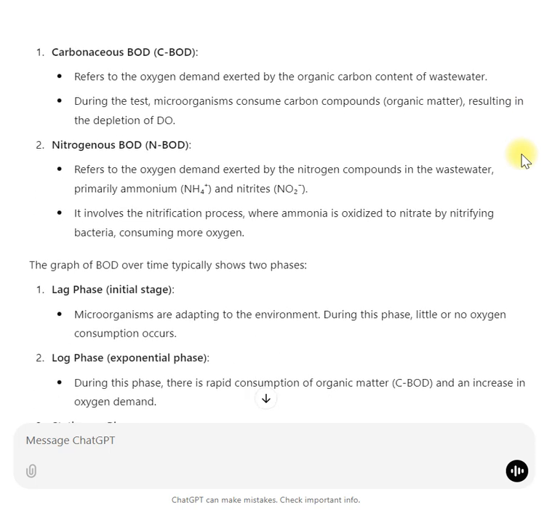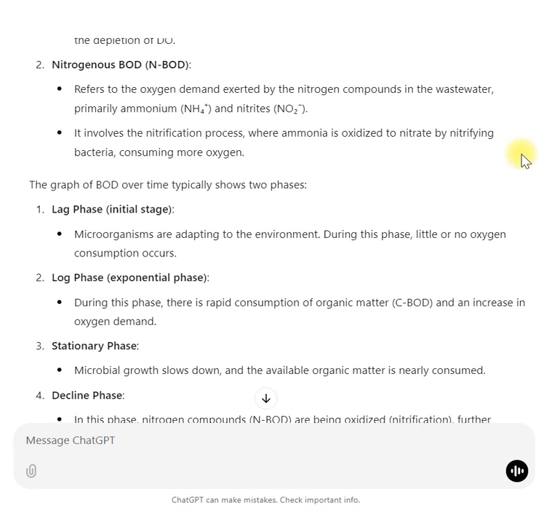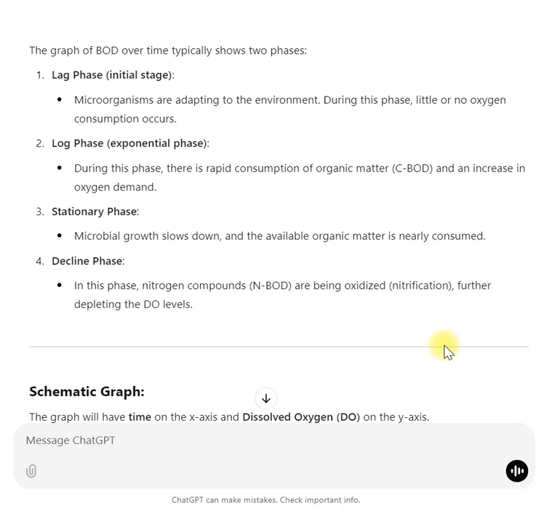2. Nitrogenous BOD, NBOD, refers to the oxygen demand exerted by the nitrogen compounds in the wastewater, primarily ammonium, NH4+, and nitrites, NO2-. It involves the nitrification process, where ammonia is oxidized to nitrate by nitrifying bacteria, consuming more oxygen. The graph of BOD over time typically shows phases. 1. Lag phase, initial stage. Microorganisms are adapting to the environment. During this phase, little or no oxygen consumption occurs.